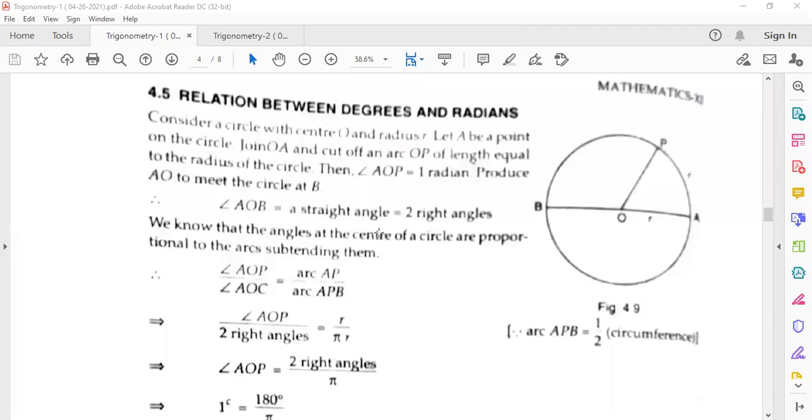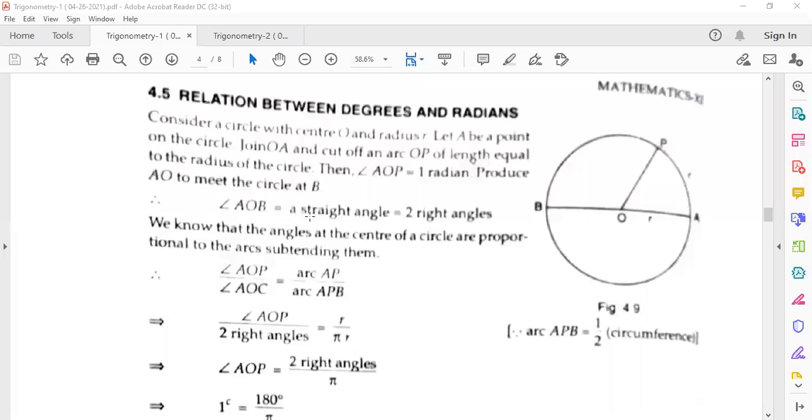Now look here. Let A be a point on the circle, join OA and cut off an arc AP. Not OP, actually arc AP. AP is the arc. Just correct it: OP is not the arc, AP is the arc. Its length is equal to the radius of the circle, then angle AOP equals 1 radian. Angle AOP is 1 radian. Produce OA to meet the circle at B.